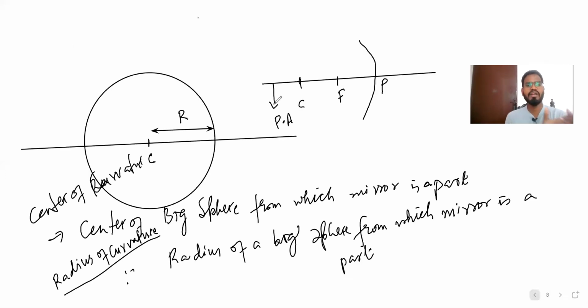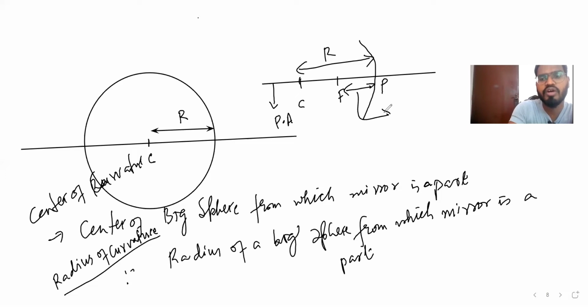Now the term comes, what is focus? Focus, guys, is the middle part of center and pole. Focus is midway between the pole and the center. So we can say this is the radius of curvature, and this length is what? Focal length.